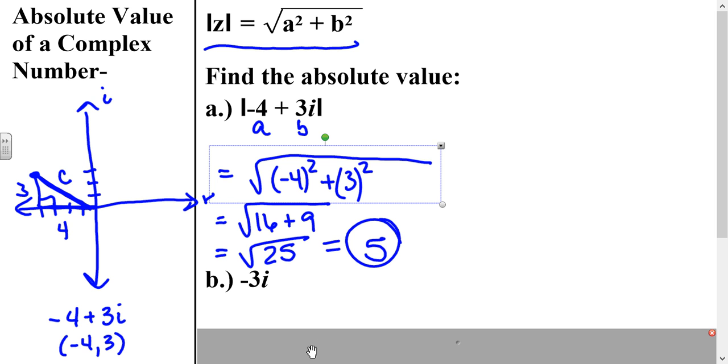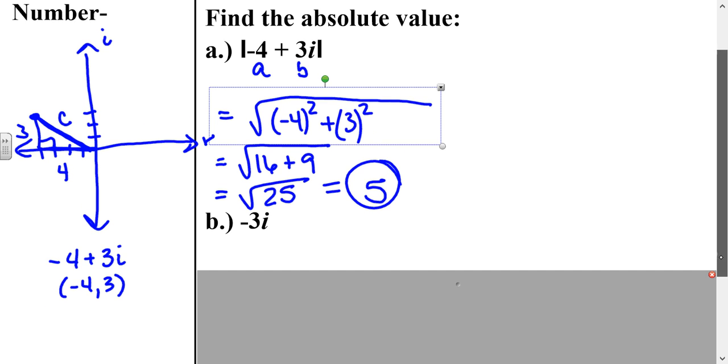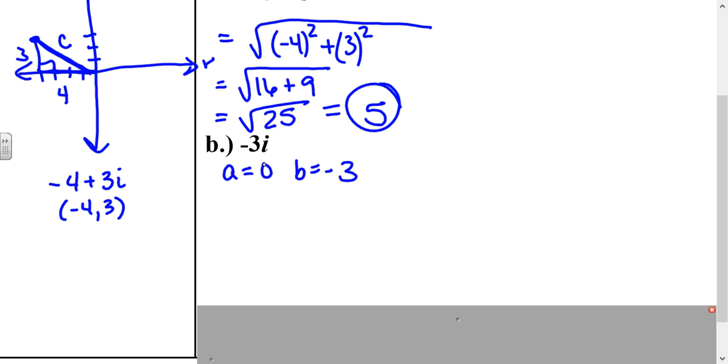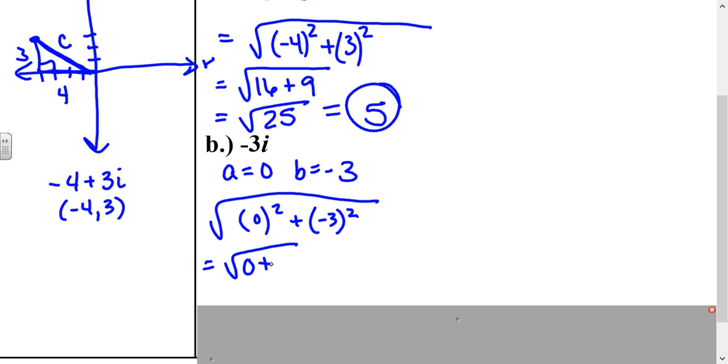All right. Let's do one more, and then we'll be finished. So remember, we talked about this on the last one. Since there's no real value, a would be equal to 0, and b would be equal to negative 3. So to find the absolute value, I'm going to take the square root of a squared plus b squared. So I would get the square root of 0 plus 9, which would just be 9, which would equal 3. So that would be our answer.